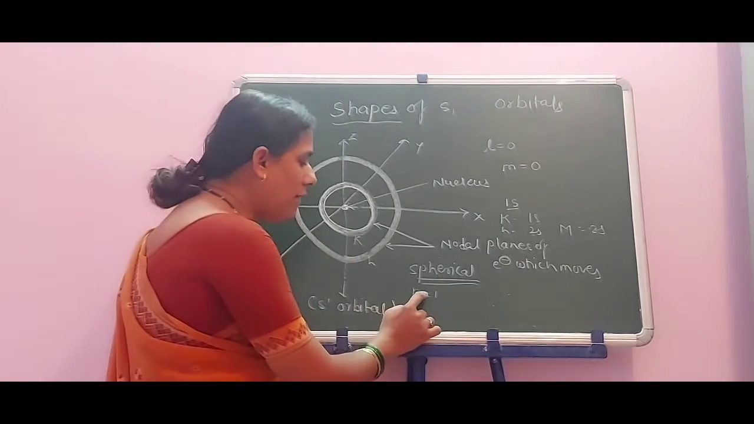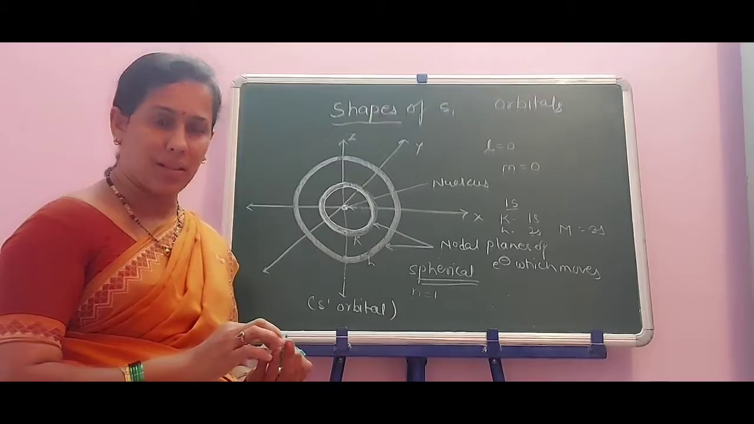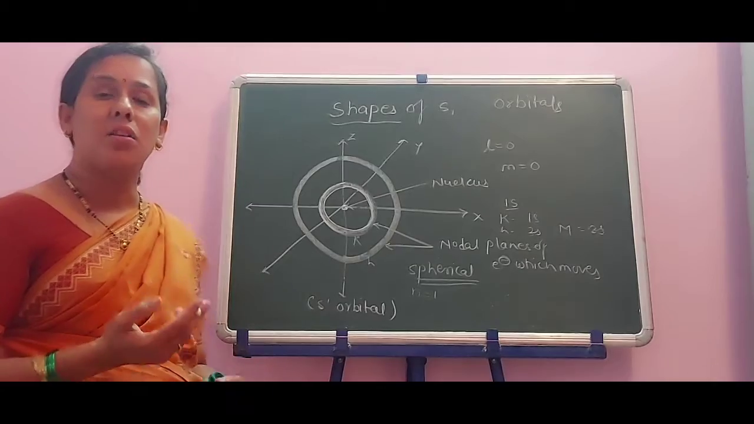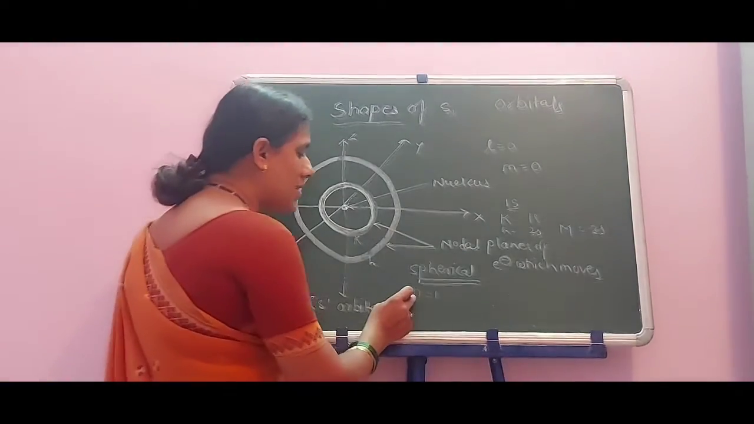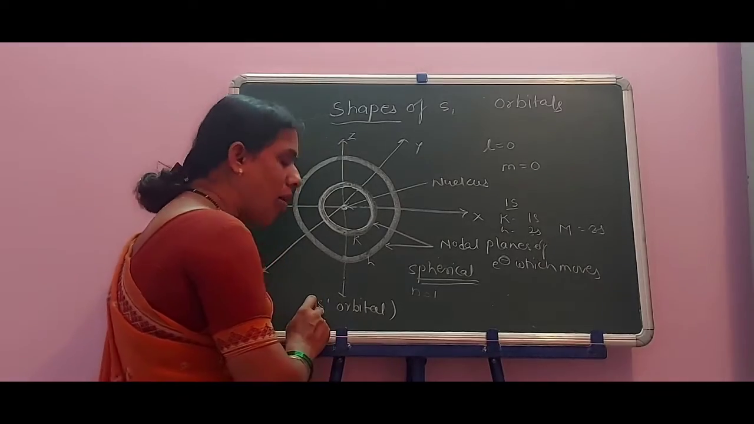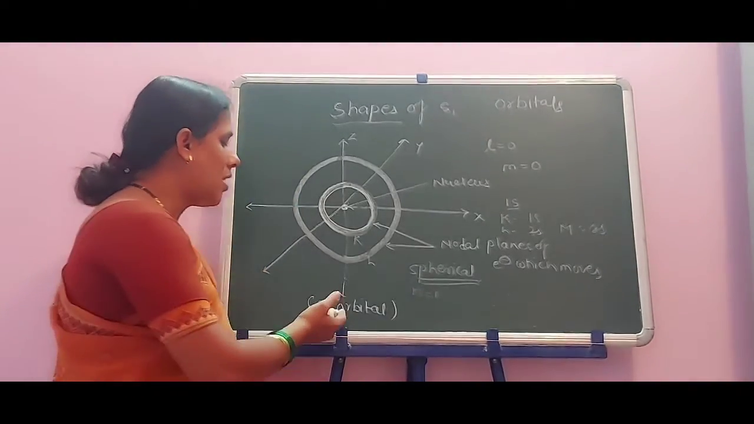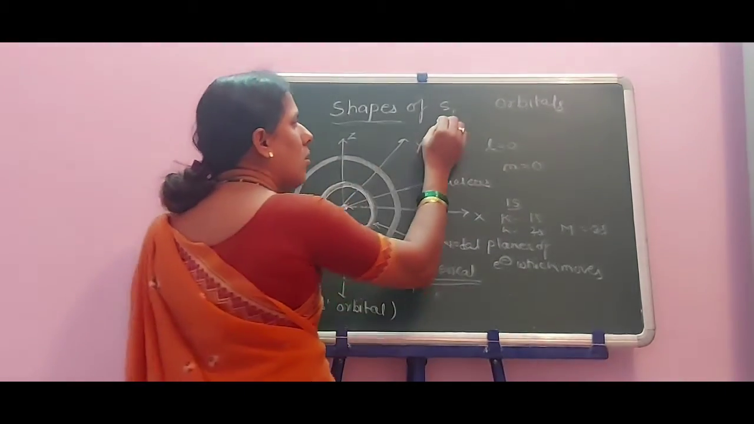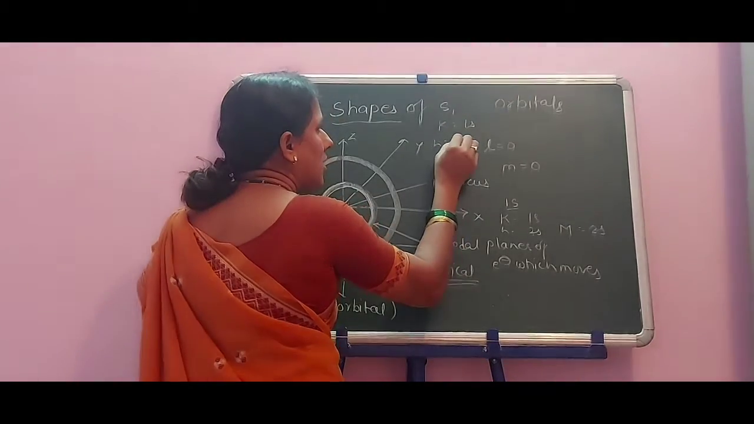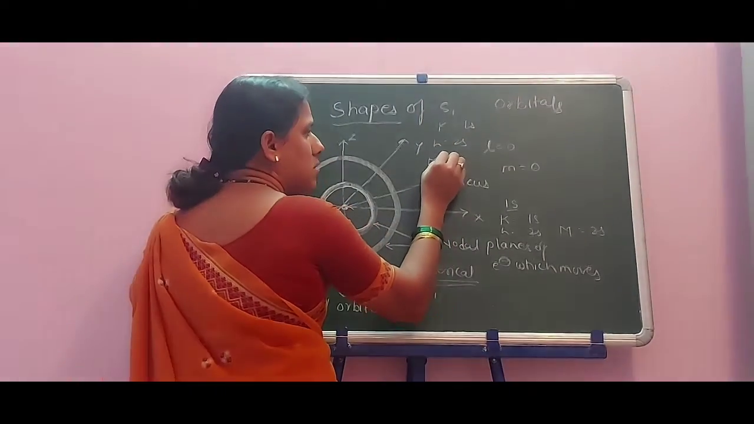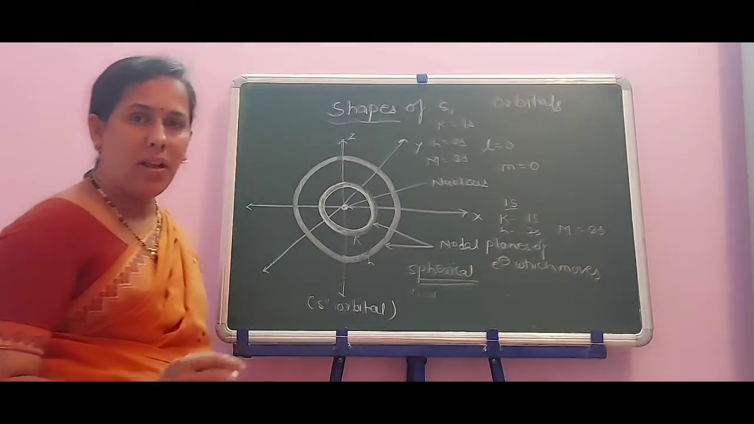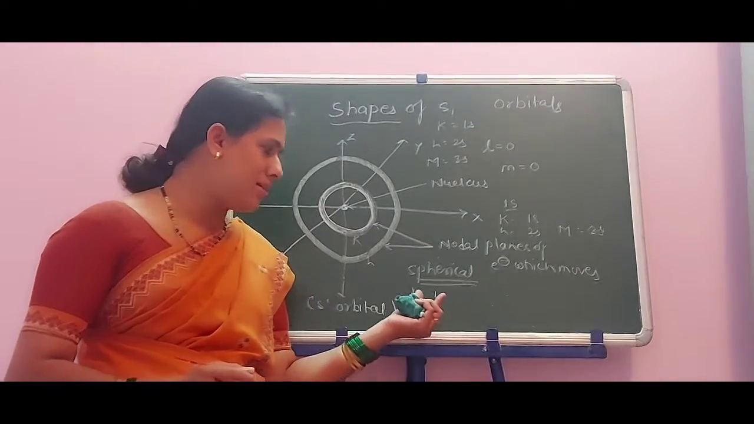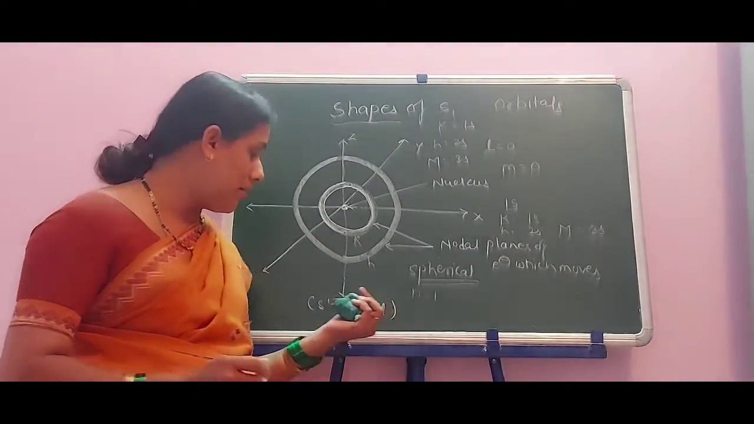As the value of n, the principal quantum number, increases, the energy of the s orbital also increases. That is, as n increases, the size of the s orbital along with its energy also increases. Thus, this is the s orbital. In the K shell, only a 1s orbital. In the L shell, only one 2s orbital. In the M shell, one 3s orbital. As the principal quantum number increases, the size of the s orbital increases.